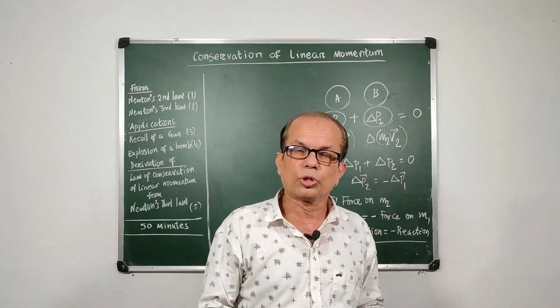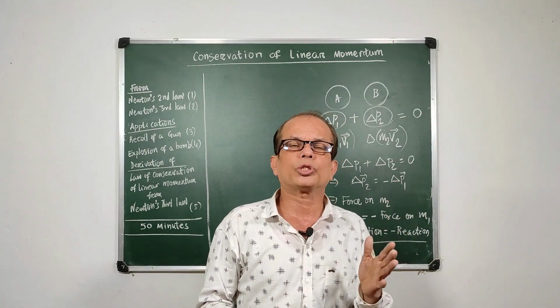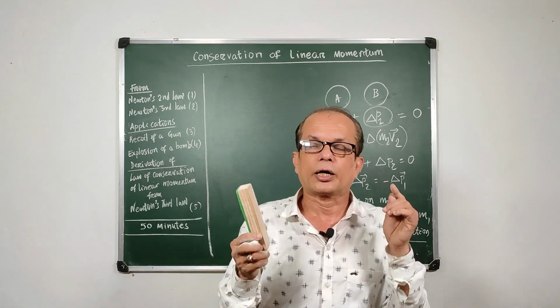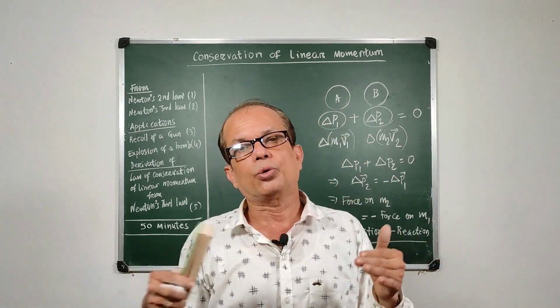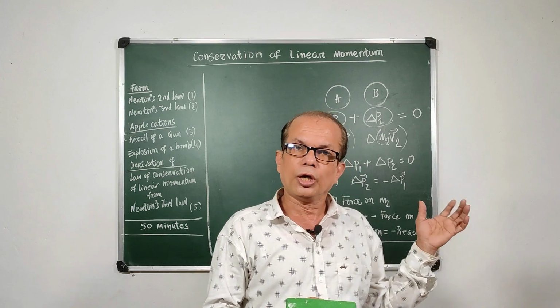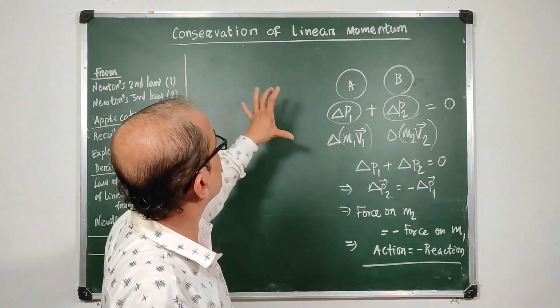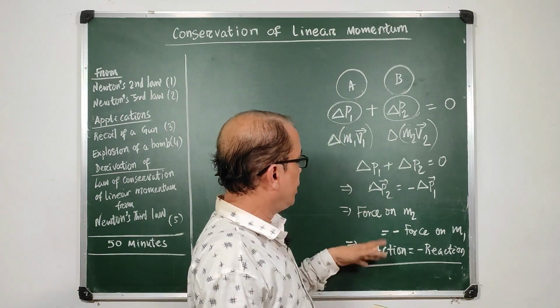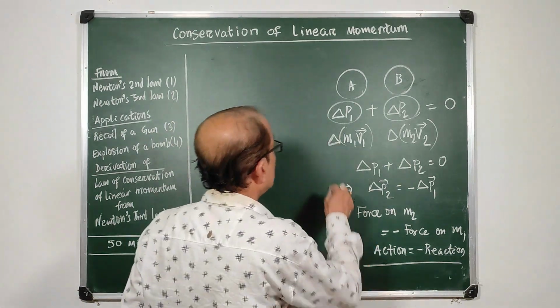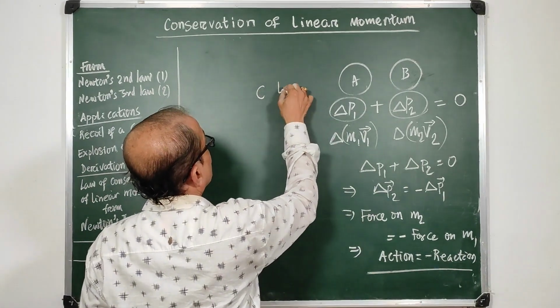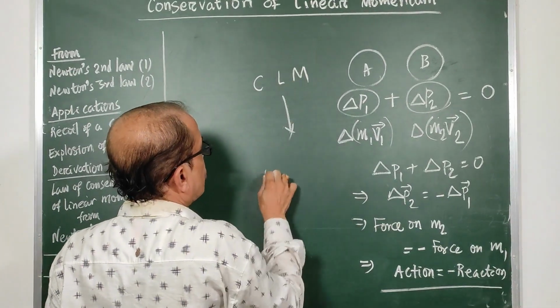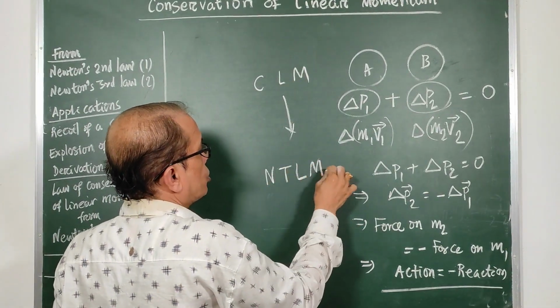According to Newton's third law, the action and reaction on a body are equal and opposite to each other. In this way, we have now proved that conservation of linear momentum can also lead to the derivation of Newton's third law. So this is conservation of linear momentum reaching Newton's third law of motion.